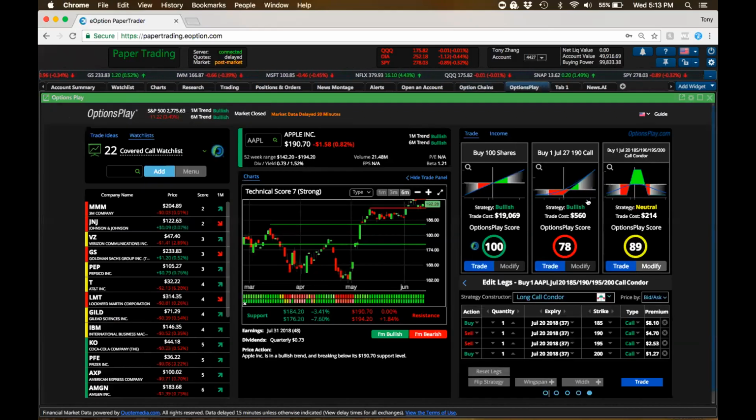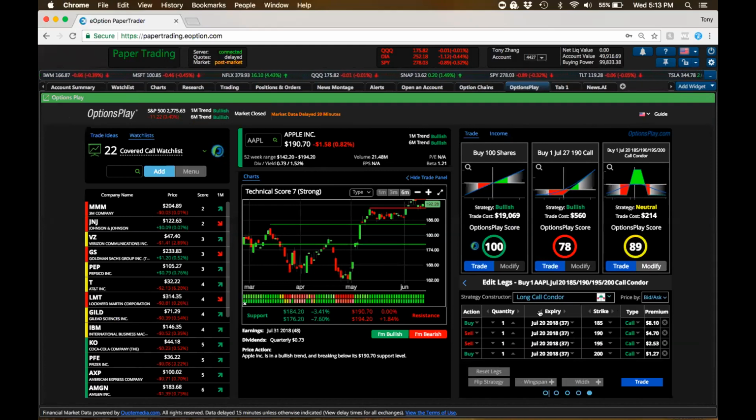When you're using OptionsPlay, if you want to move all the strikes up one on a condor, you just click on the strike button, and it moves all the strikes up one. You want to move all the strikes down one, you just do that. You want to change the expirations, just click on the right arrow to change all the expirations, the left arrow to move the expirations in.